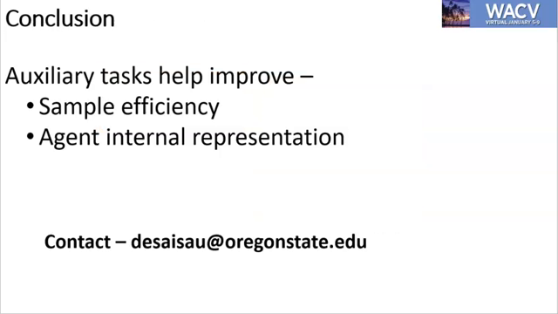To conclude, auxiliary supervision is useful to improve the sample efficiency of point goal agents and embed crucial information about the environment in the agent representation. For more details about our experiments and auxiliary task networks, please see our paper.